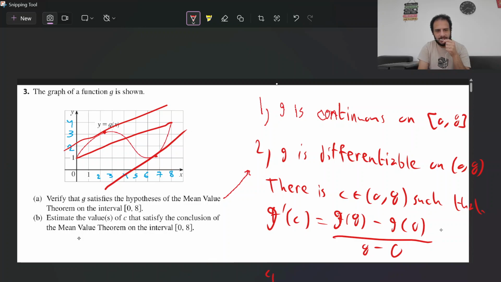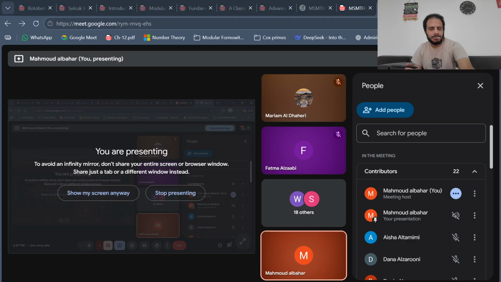This is part B. Part B tells you to estimate the values of c that satisfy the conclusion of the mean value theorem on the closed interval from 0 to 8. So you have c1 equals nearly 2.4. The other solution, c2 here, is nearly 6.6, right? Are you good with this? If you have questions, please ask me.